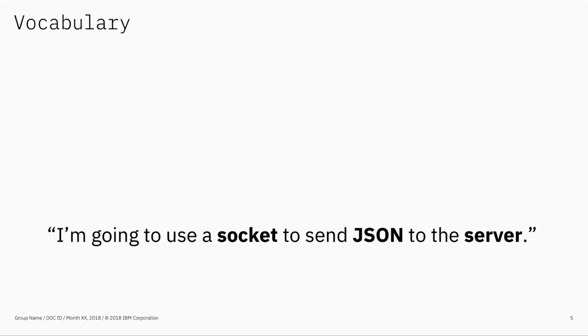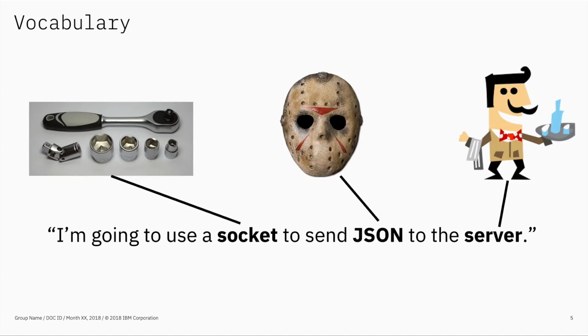Just like in the application space, if you say to a non-developer, I'm going to use a socket to send JSON to the server, because of the words you're using in that sentence having other meanings, that could create a somewhat strange image in the head of someone who is hearing that for the first time. So we need to take some words from machine learning and make sure that we all understand their meanings so that we can understand the rest of this talk.